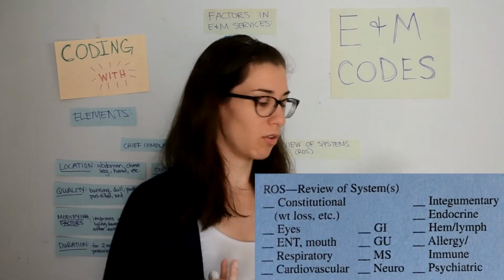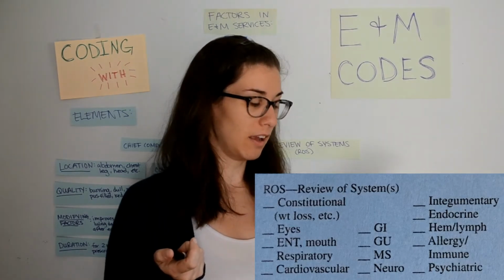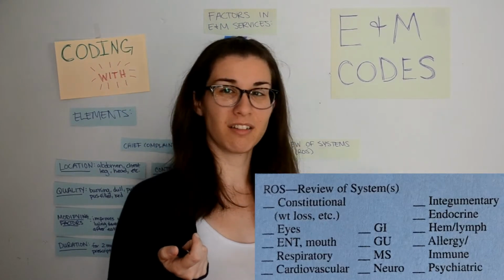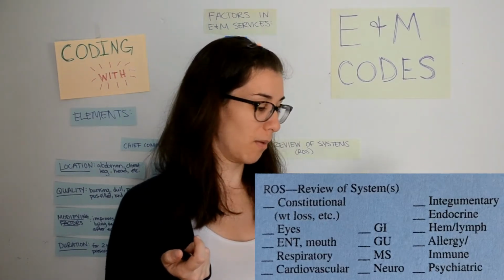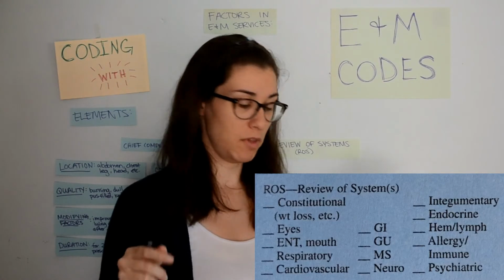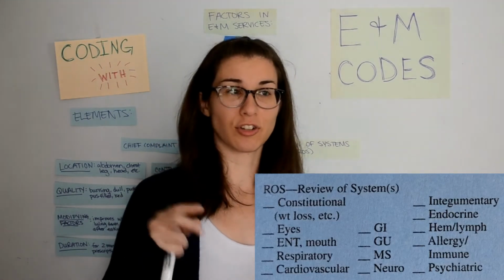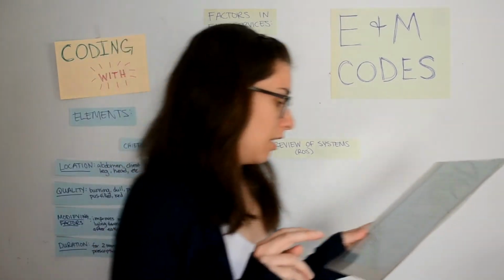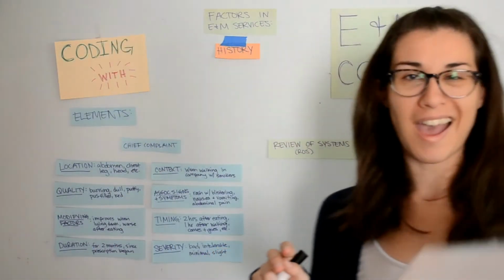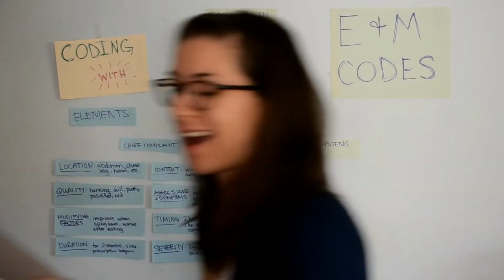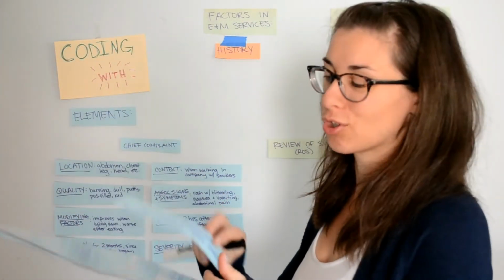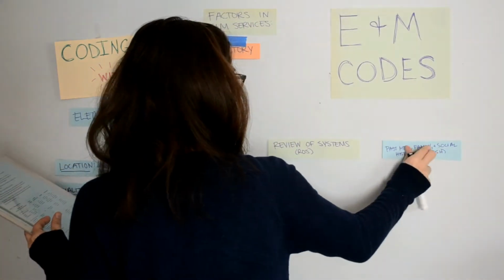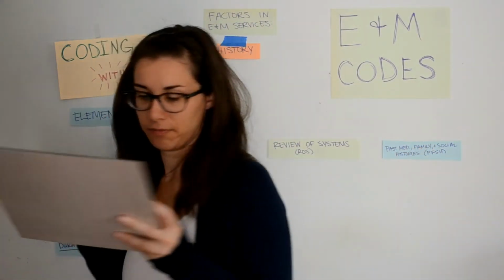Endocrine, so hormonal. Lymphatic, or they just say HEM, so I don't know if they mean blood. I can't think of the full word for that one. Allergy or immune system, and then psychiatric, so mental health. So those are the review of systems. And then we have PSFH, past medical, family, and social histories. That is the last component of the history.